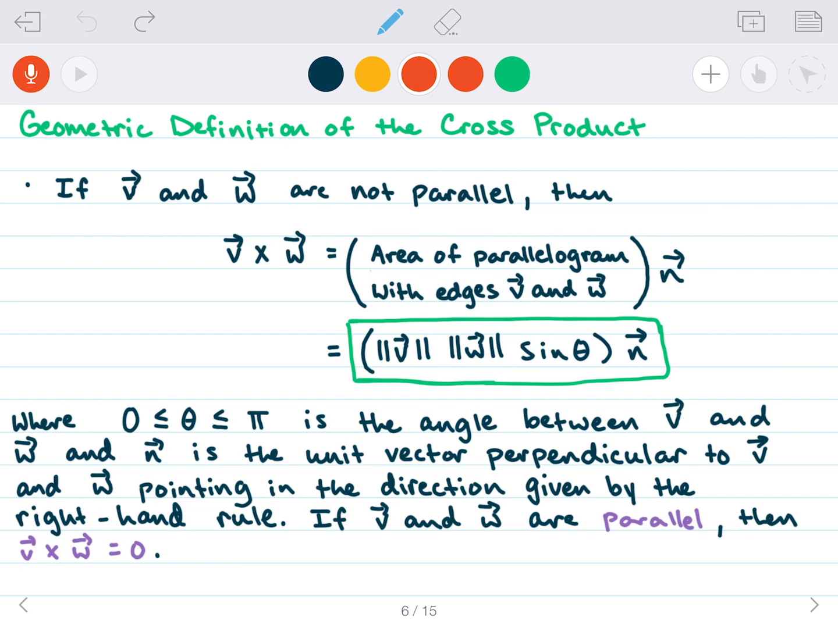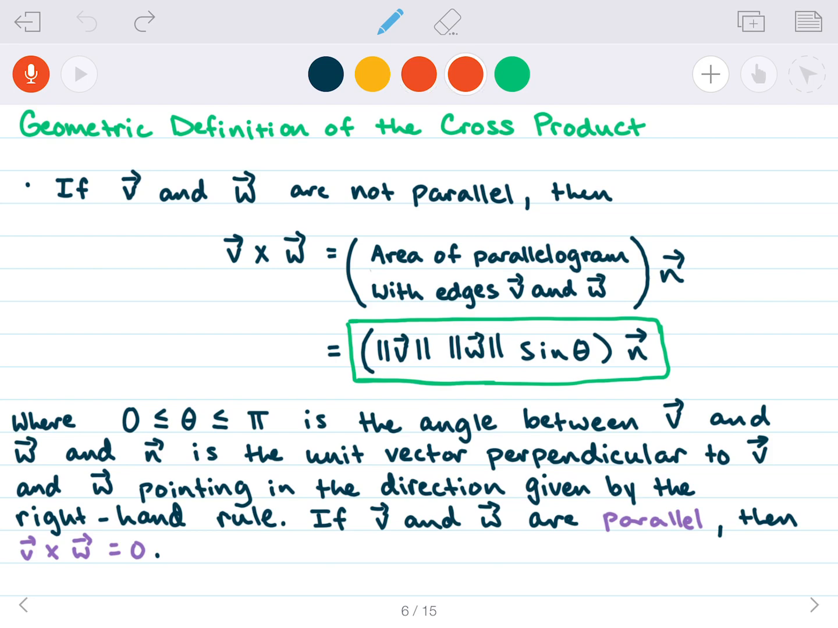Theta is going to vary between 0 and pi. It's going to be the angle between v and w. And n is going to be a unit vector, okay, so magnitude 1, perpendicular to v and w, pointing in the direction given by the right-hand rule.